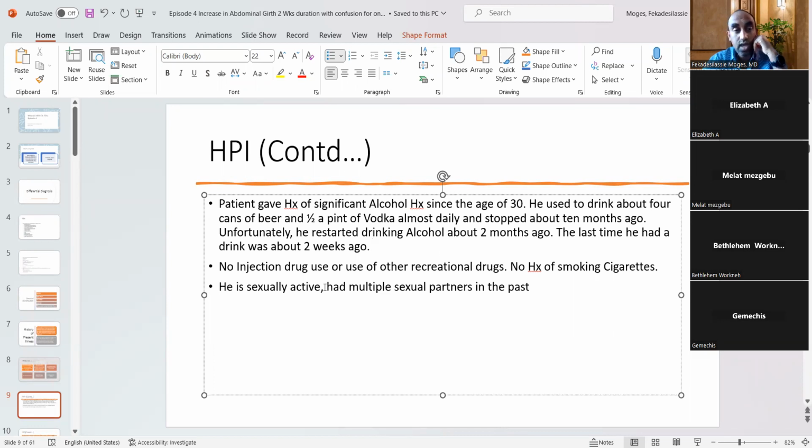So intoxication is out. No injection drug use or use of recreational drugs, no history of smoking cigarettes. He is sexually active, had multiple sexual partners in the past. Okay.